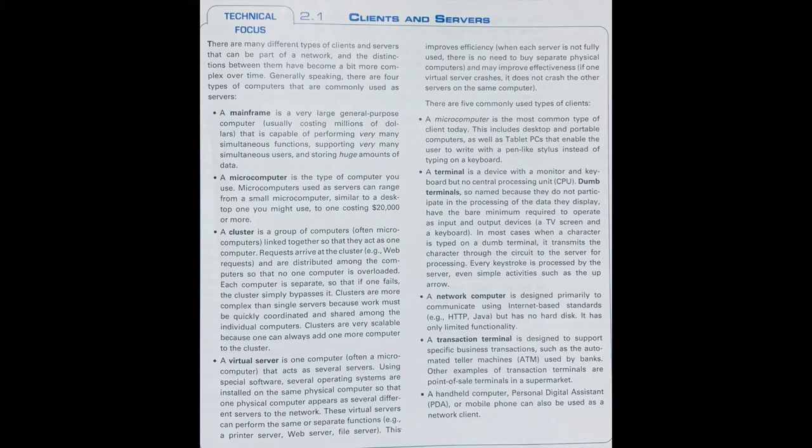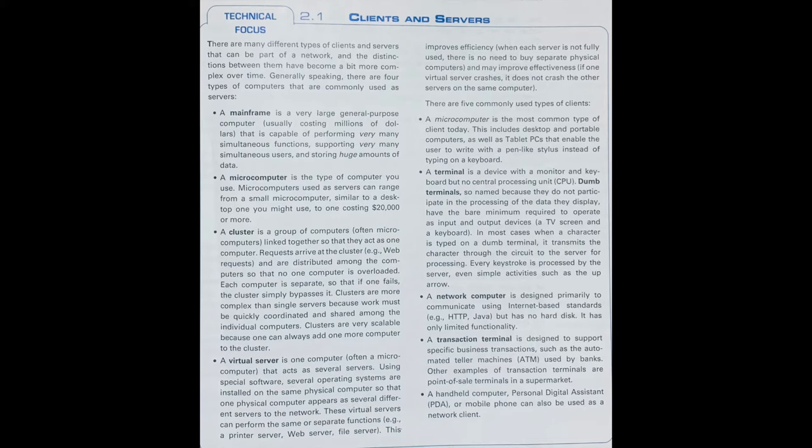Also, there are five commonly used types of clients. And these are some of the most common. A microcomputer, which is the most common type of client today. This includes a desktop and a portable computer, as well as tablet PCs that enable the user to write with a pen-like stylus instead of typing on a keyboard.